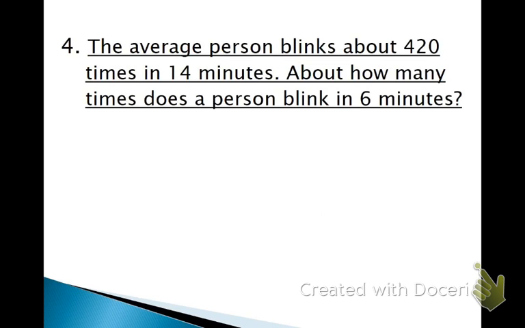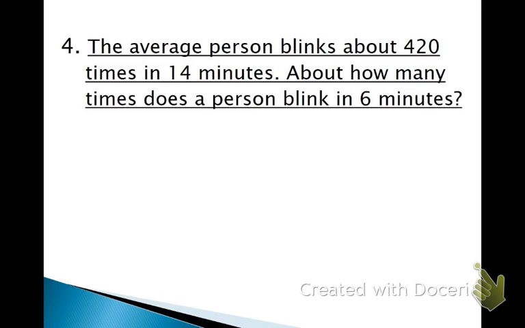Okay? One last one that we're going to do today. The average person blinks about 420 times in 14 minutes. About how many times does a person blink in 6 minutes? So we've got to come up with some way to write a proportion. Who can help me out with how to write a proportion?